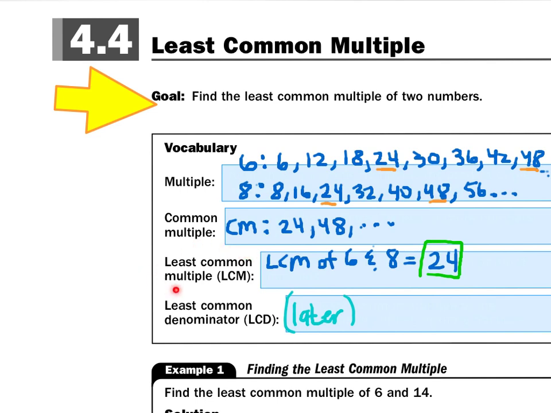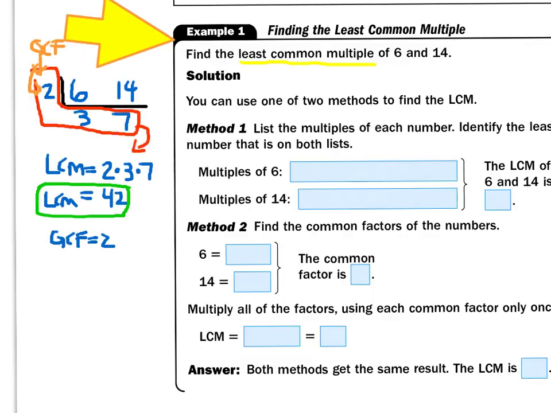And that's why they usually ask us to find the least, the lowest common multiple. And so the lowest common multiple for 6 and 8 would be 24. It was the smallest multiple they had in common. And we'll do least common denominator later. So let's look at if they ask us to find the least common multiple.